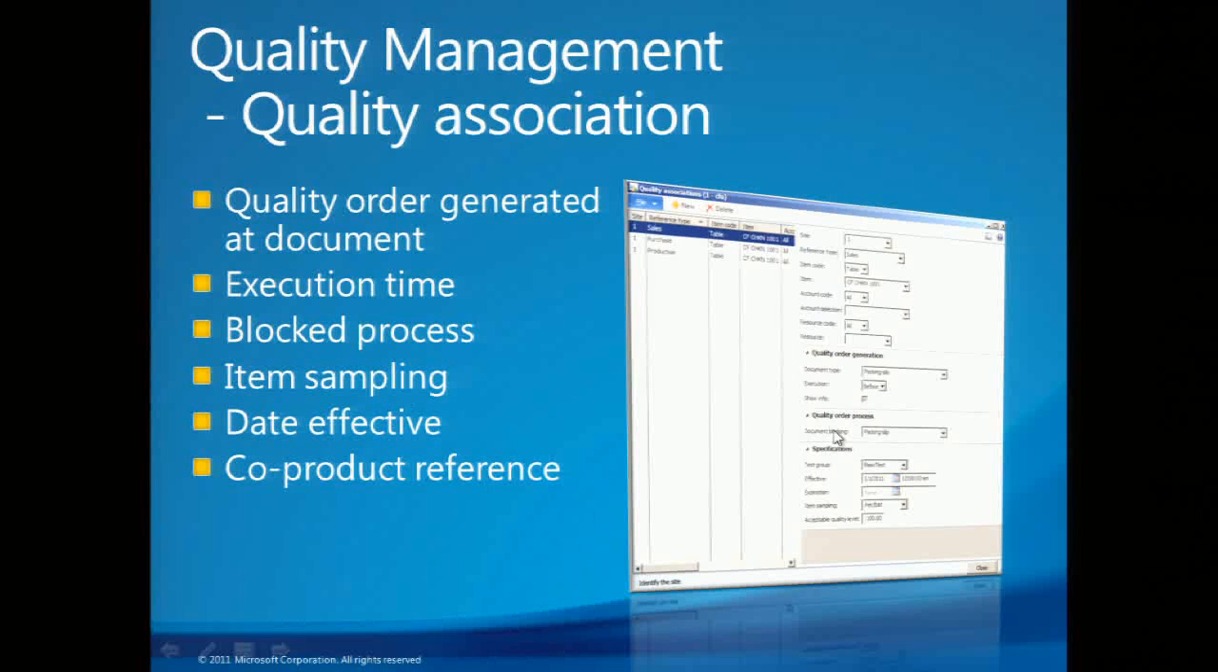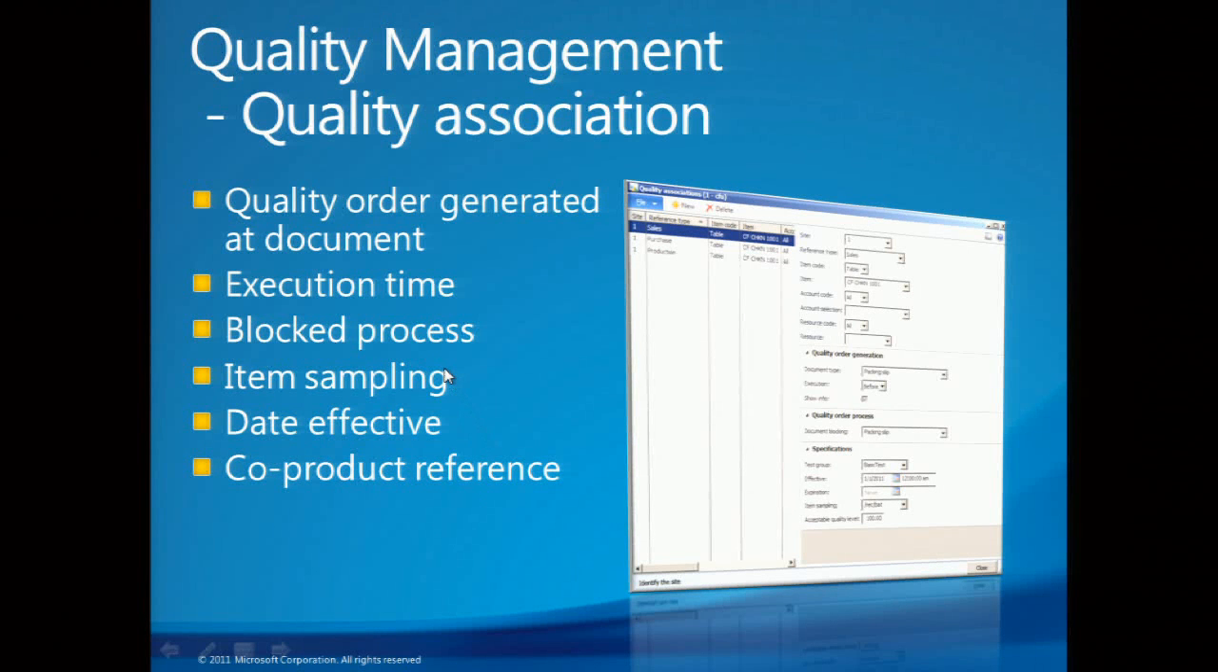Date effectivity just means that all the associations that you're creating are date effective. Co-product reference means that for co-products being produced out of production, you can also create quality orders for them. You could always create quality orders for the primary output, but also for the co-product outputs. And again, also for the catch weight items. If your co-product items are dual units of measure, you can create quality orders for them.